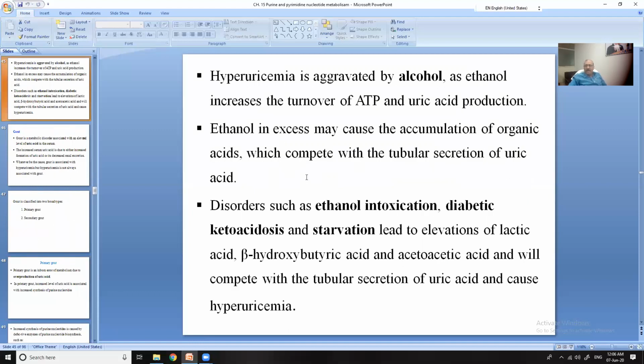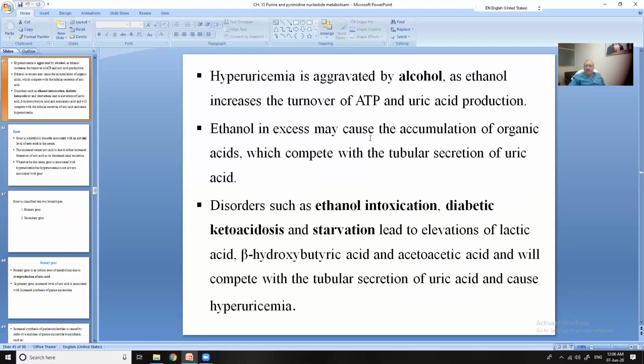One more thing, very important. Hyperuricemia, meaning increased uric acid, is aggravated by alcohol such as ethanol. Why? Because of increased turnover of ATP and uric acid production. Increased turnover of ATP means that more and more ATP is used. So you will be getting additional adenine, which is a purine metabolism, and it will then follow a pathway for the uric acid via hypoxanthine and xanthine.